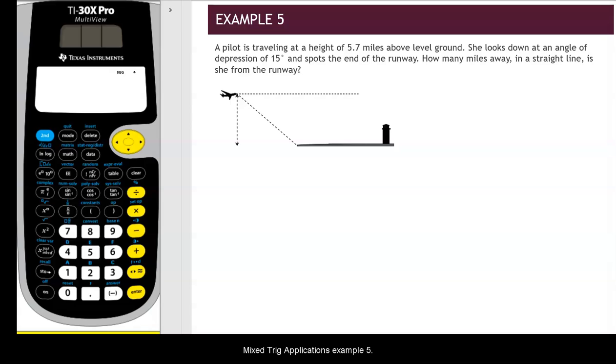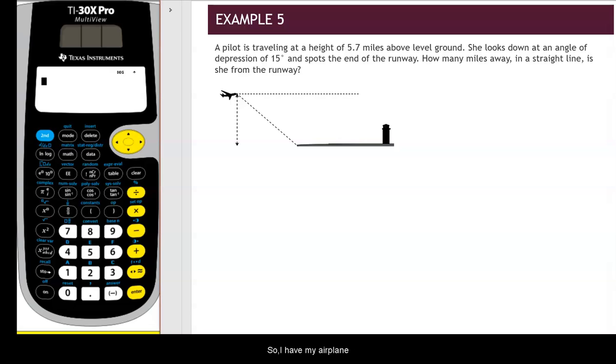Mixed trig applications example 5. A pilot is traveling at a height of 5 7/10 miles above ground level. She looks down at an angle of depression of 15 degrees and spots the end of the runway. How many miles away in a straight line is she from the runway?